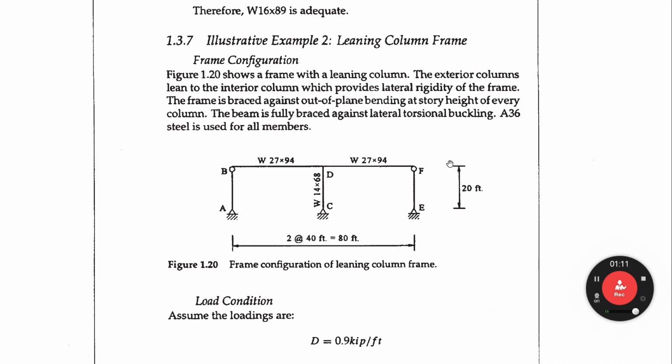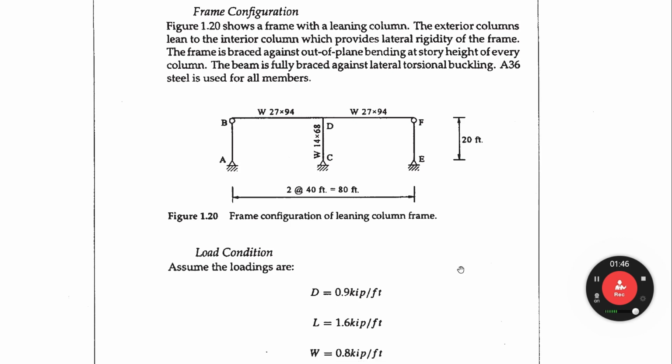of this frame system. When you calculate the strength of this column, we have to consider the leaning effect. We assume the beam is fully braced against lateral torsional buckling. From now on, let's look at the column strength calculation of this one. We consider the applied load. So finally, we check the column strength. It is enough or not.